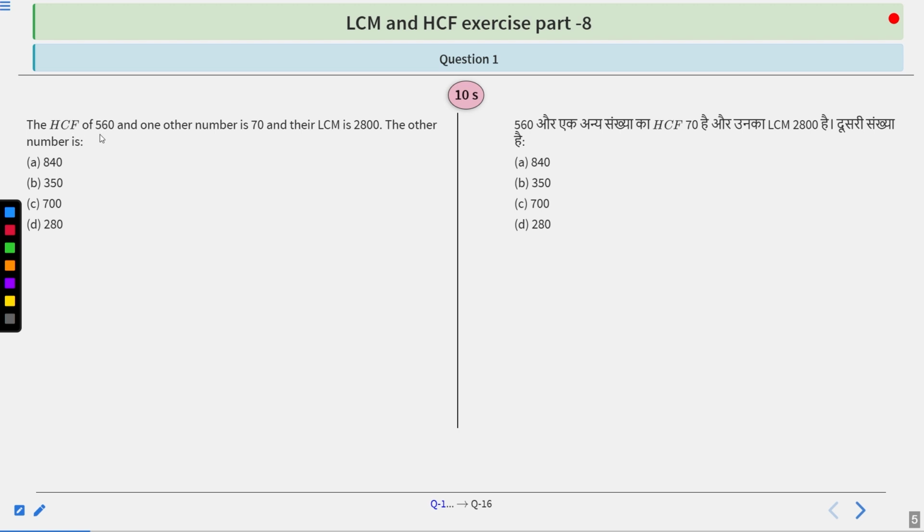The HCF of 560 and one other number is 70 and their LCM is 2800. The other number is: options are 840, 350, 700 and 280. These are the options, and I'm giving you 10 seconds to find out the correct answer. After that, I will do the solution for you.